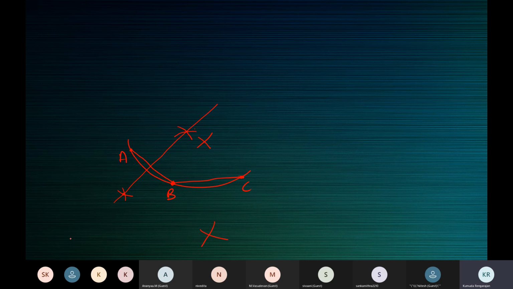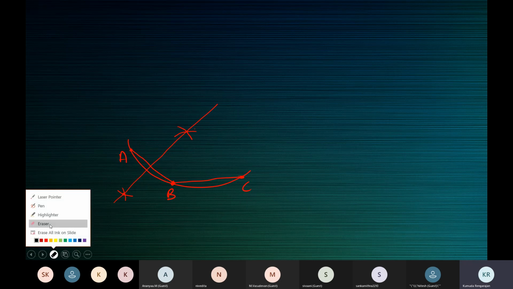With B as center and radius more than half of BC, draw an arc above BC and below BC. With the same radius, with C as center, cut the earlier arcs. And join. Okay, join, but I'm just going to draw the line first and then show the arcs.